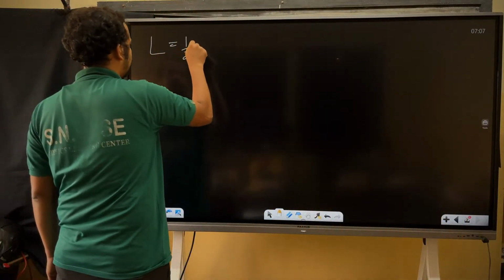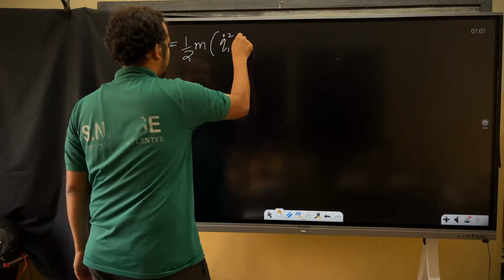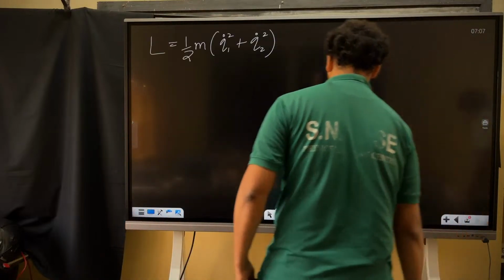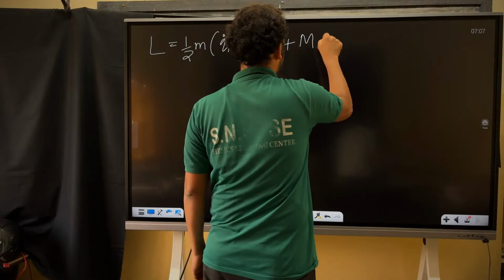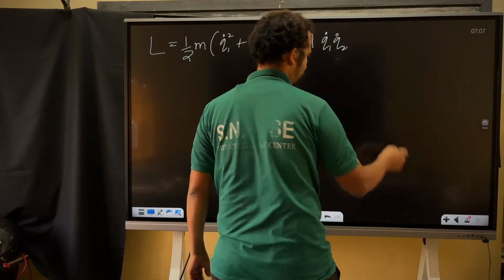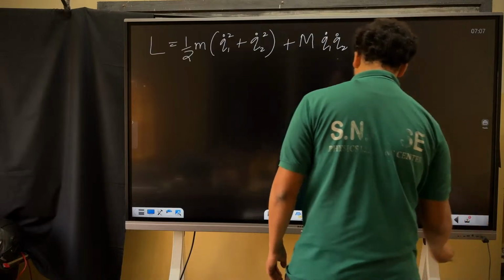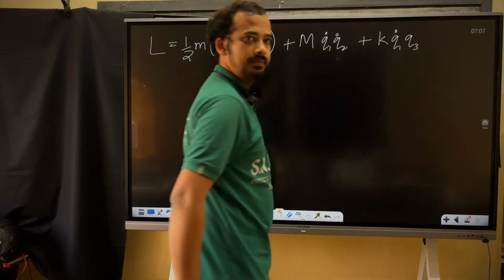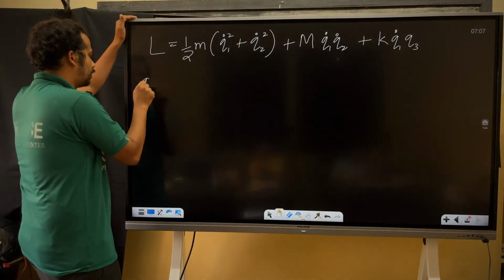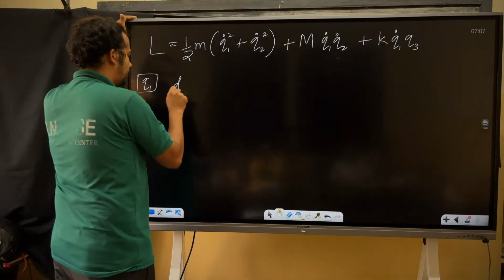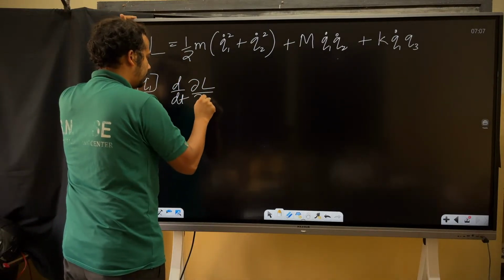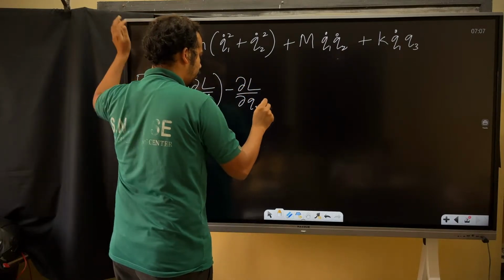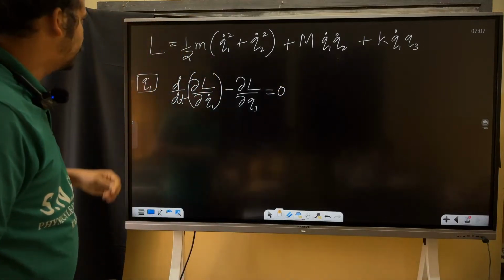So what is this? L equals half m times q1 dot squared plus q2 dot squared, plus capital M q1 dot q2 dot, plus k q1 dot q3 dot. Corresponding to the generalized coordinate q1, what is the equation? d by dt of dou L by dou q1 dot minus dou L by dou q1 equals 0. Write the equation.